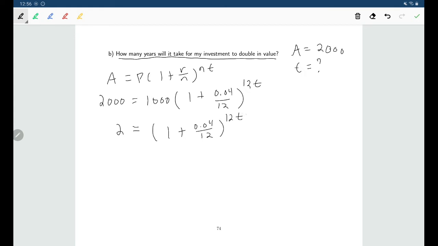And this is a word problem, so it makes sense that we're going to want to rewrite this in a way that I can use a calculator to evaluate it. So although it's an exponential function where the base is 1 plus 0.04 divided by 12, I'm not going to use a logarithm with base 1 plus 0.04 divided by 12. I'll use natural log instead. So I'm going to use that technique where we'll take natural log of both sides of the equation.